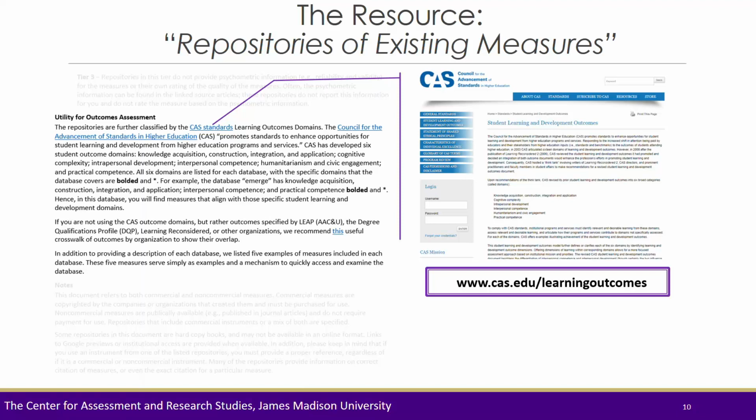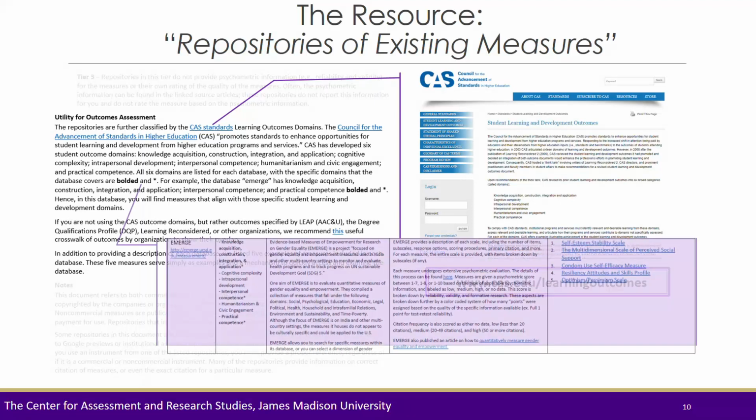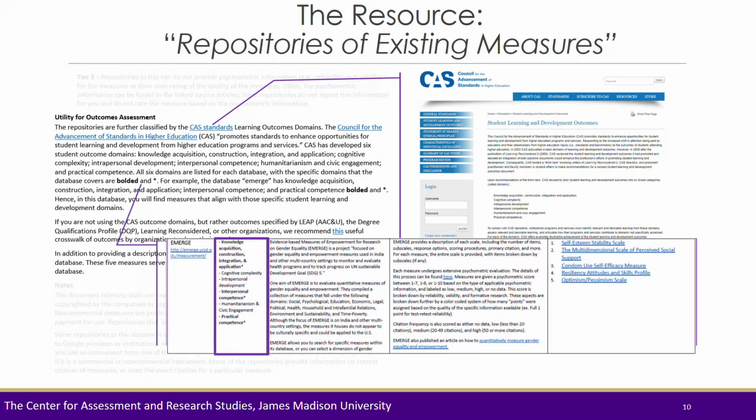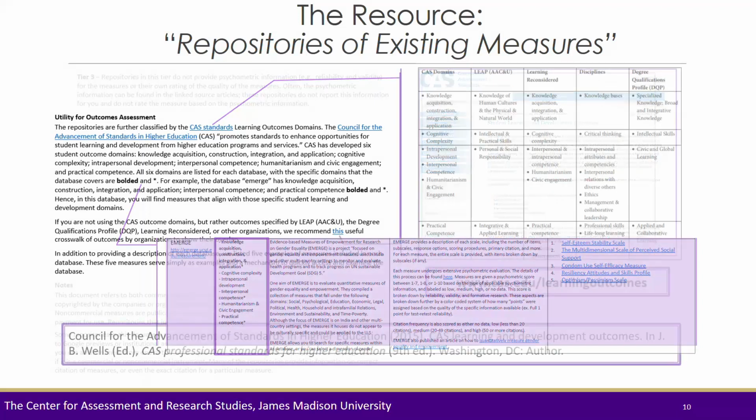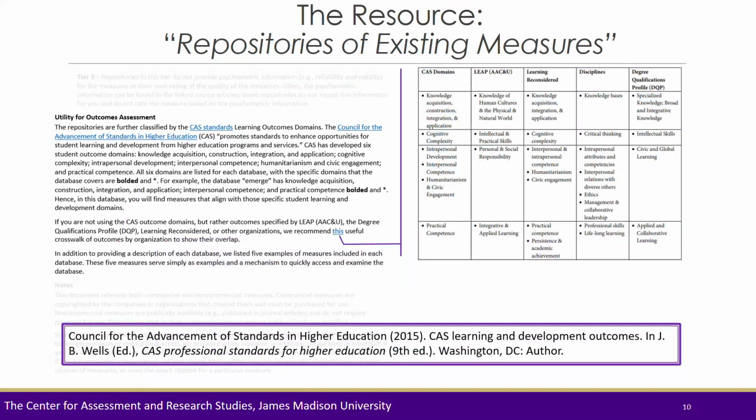You will notice that for each repository, we list all 6 outcomes. However, we highlight via bolding and asterisks the domains reflected in the measures housed in each repository. If you are interested in outcomes developed by other organizations like LEAP by AAC&U, the Degree Qualifications Profile, or Learning Reconsidered, you can learn more about how they overlap with CAS using the link provided in the resource.